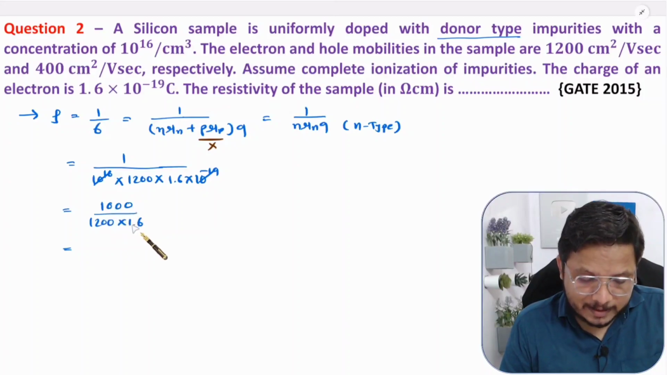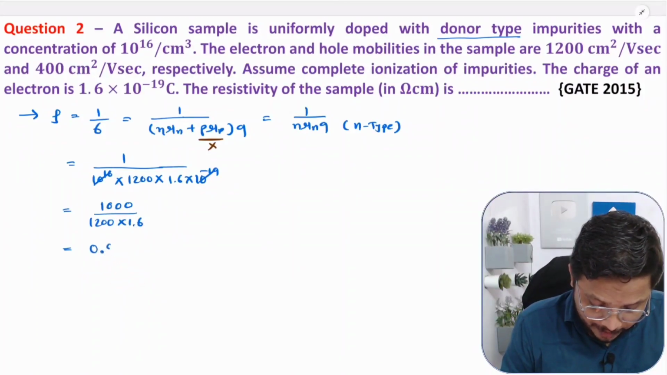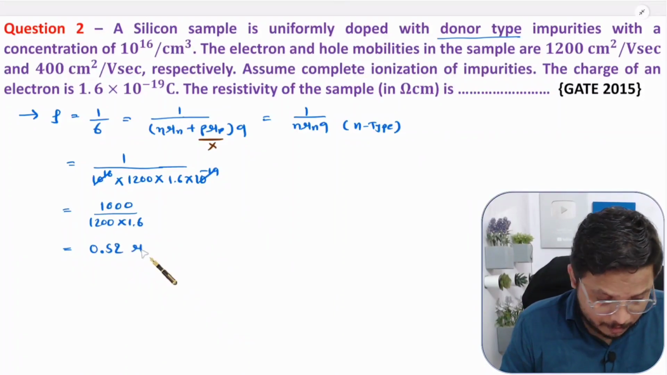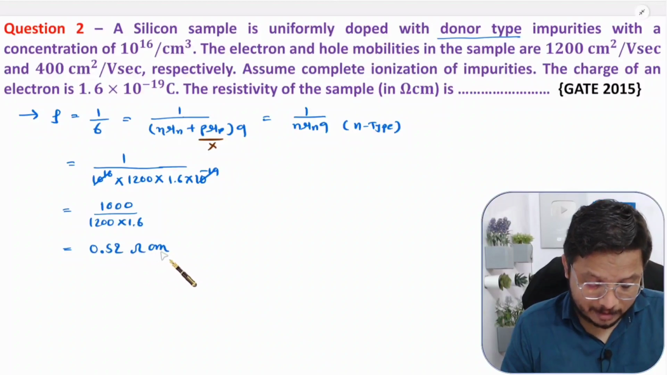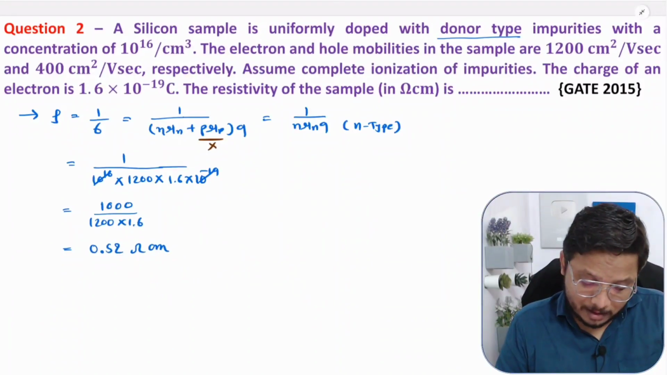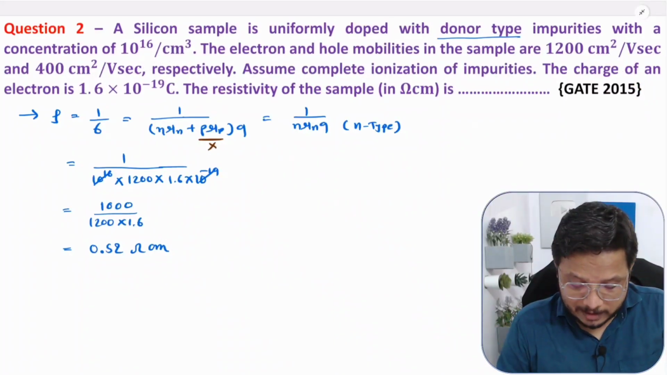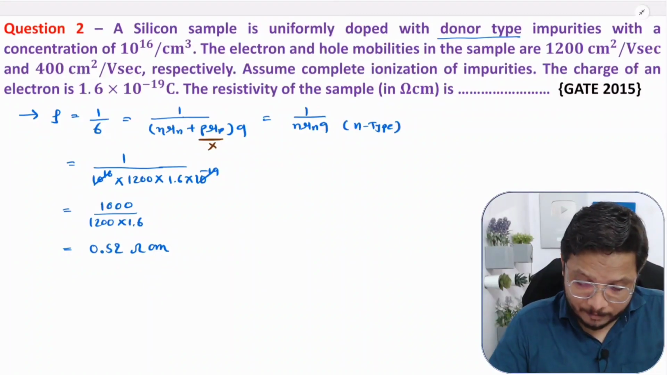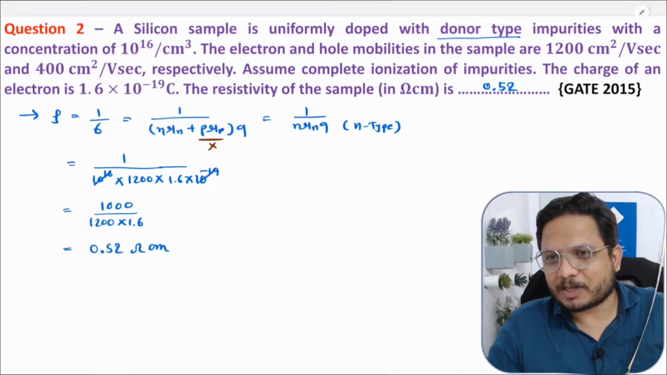Let me check my answer over here. So my answer is 0.52 ohm into centimeter, right? Resistivity will be in terms of ohm into centimeter with these units. You see everything is in terms of centimeter. So resistivity will be ohm into centimeter. So this will be our correct answer over here. Let us move on to the third interesting question now.